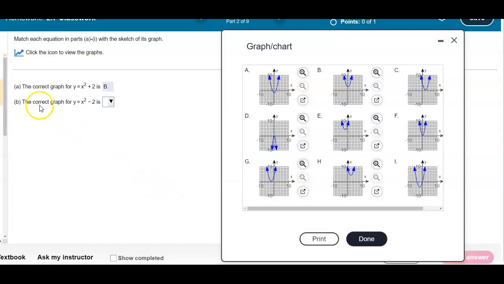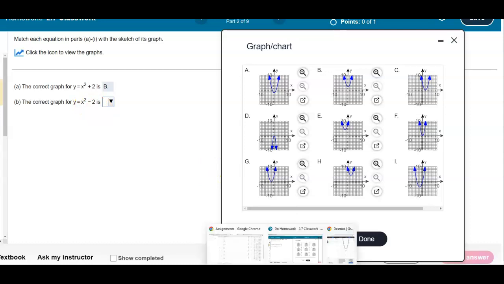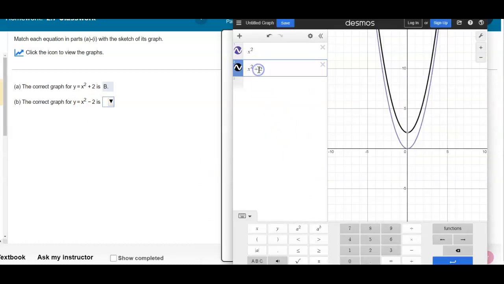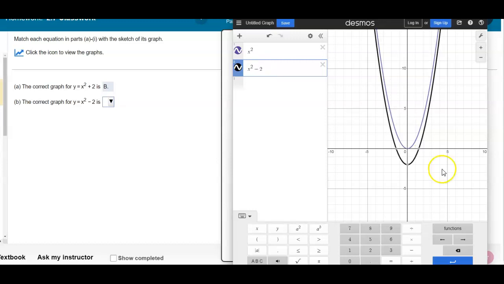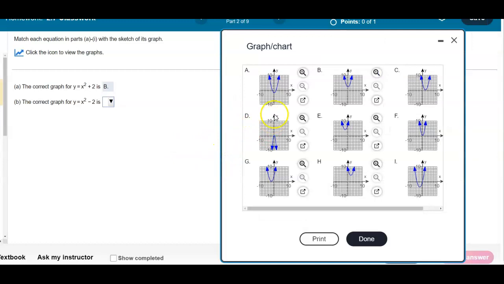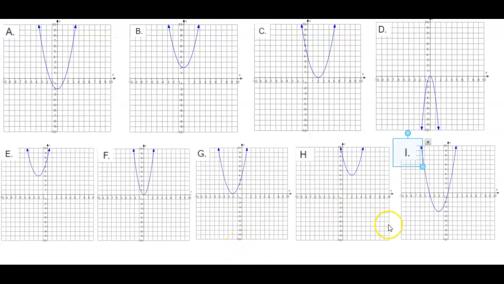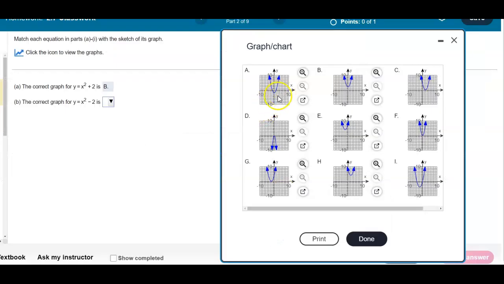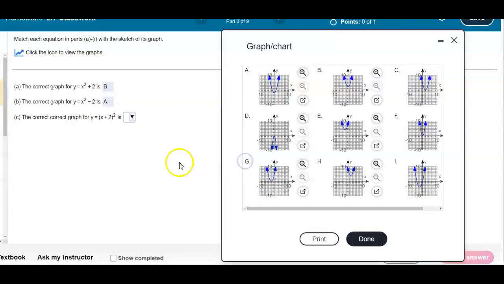Now we want to figure out the correct graph for y equals x squared minus 2. So again, we can just change this to minus 2, and you can see now it goes down 2 units. So we need to figure out which one of these graphs goes down 2 units. It's the first one. A is down 1, down 2. So we're going to choose option A for our answer there. We're going to check our answer, and there is our result.